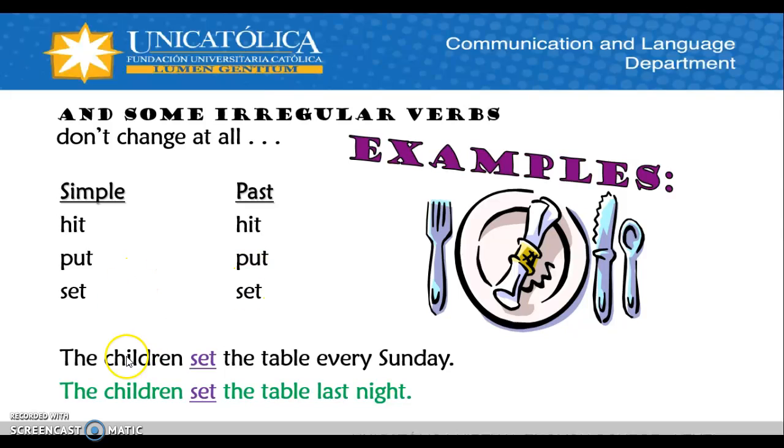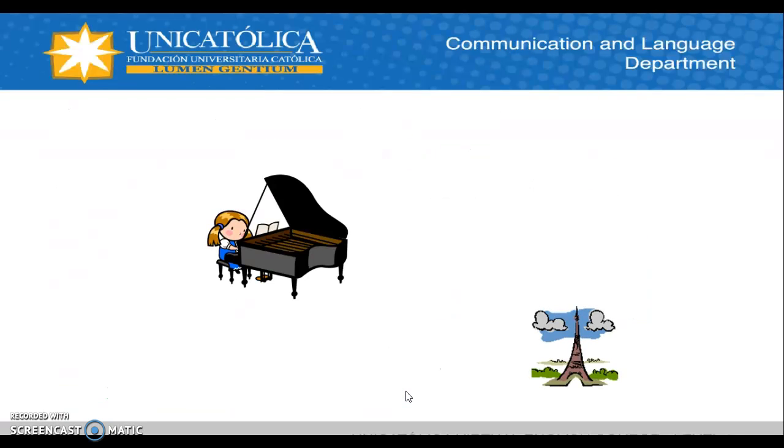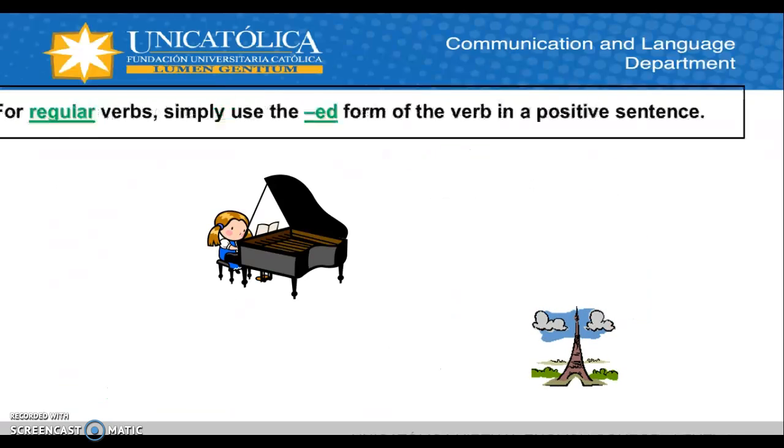And look. Here, they are in simple present. Here, simple past. Okay, the children set the table last night. Okay, good. The children set the table every Sunday. That's a routine. Okay, but here it expresses the past: last night. Remember time expressions? Okay, good. Now look at those pictures.